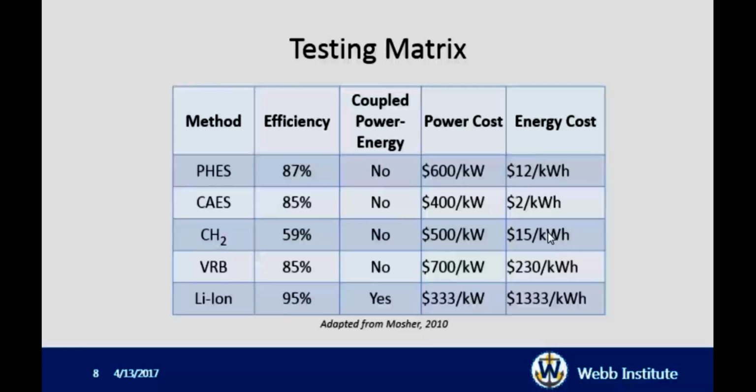But, of note, the energy cost of these first four systems is very low, which means we can increase the amount of energy that we can store in them without having to increase the power cost, whereas in the case of lithium-ion batteries, if we wanted to get more energy out of it, it would be a large investment. So the sensitivities are different for each.